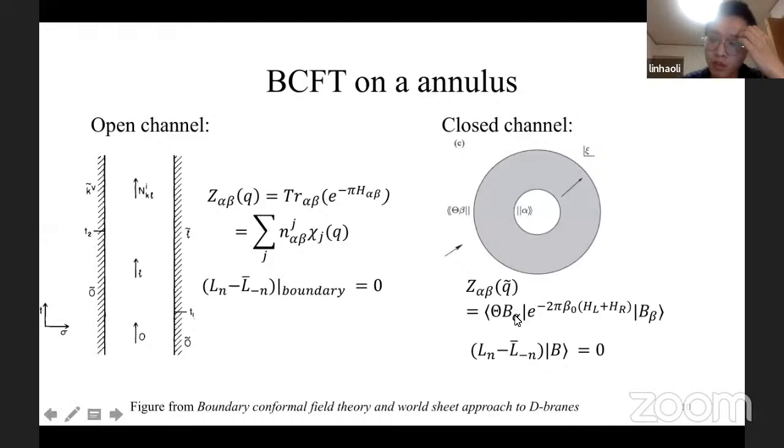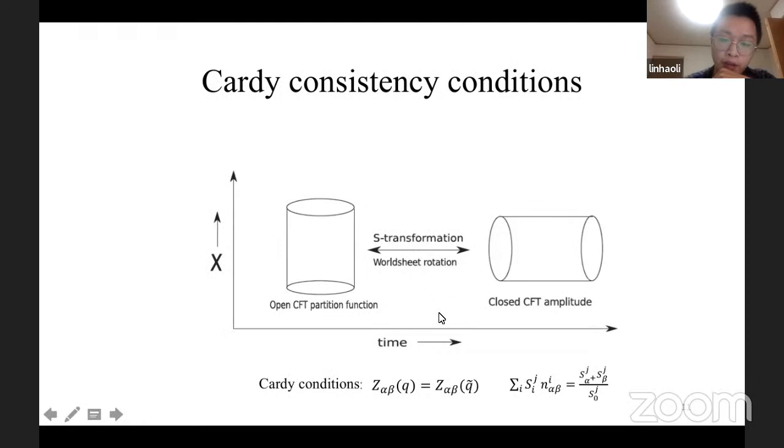Here, theta is the CFT operator as the orientations of the two boundaries are reversed relative to each other. For most CFTs, theta acts on the boundary state as an identity operator. Moreover, the open channel and the closed channel are related by S duality. Thus, their partition functions should be the same as each other. And this requirement is known as the Cardy consistency condition. It is necessary since a general superposition state of two different boundary states does not correspond to a local boundary condition. Therefore, such superposition should be ruled out in our consideration.